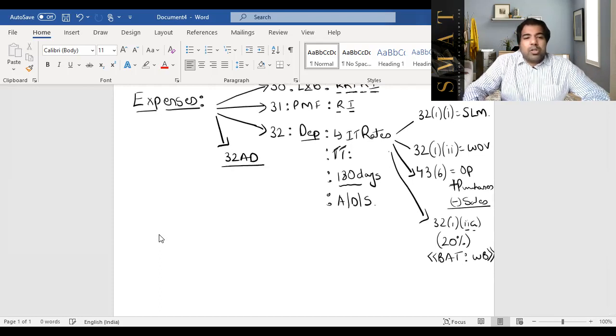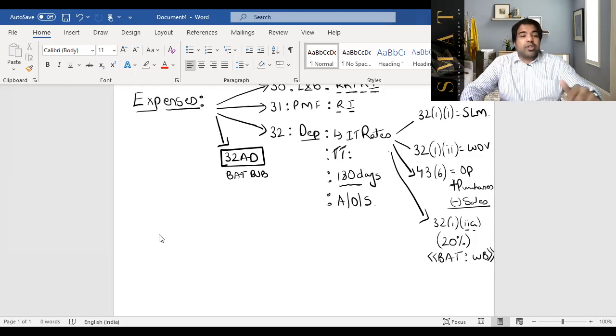Guys, the next section that I really want to look at is 32AD. Again, this is another one for BAT, West Bengal. But what is this? For BAT, West Bengal, this is not additional depreciation. This is an investment allowance.